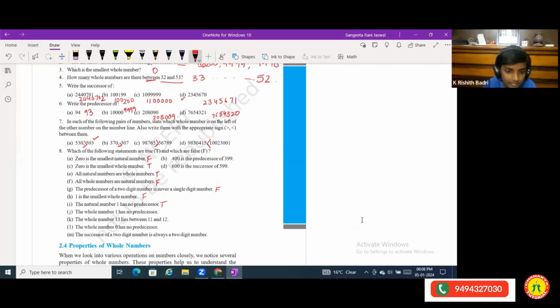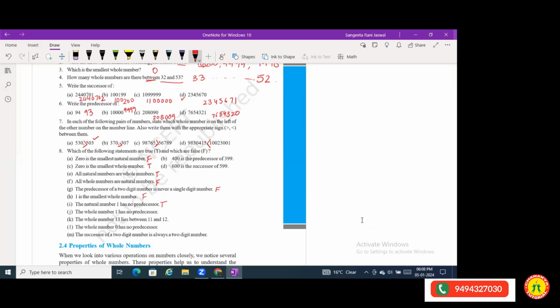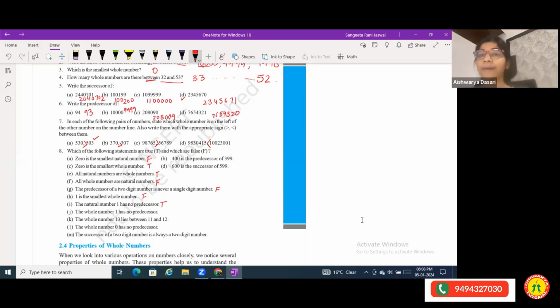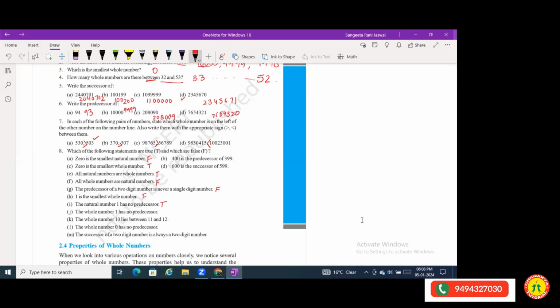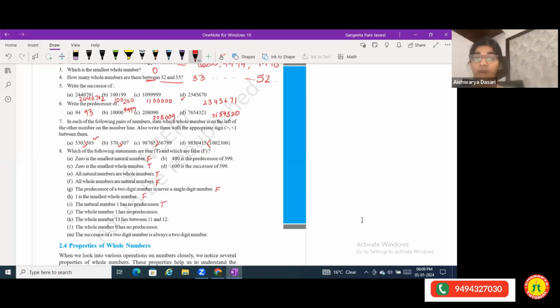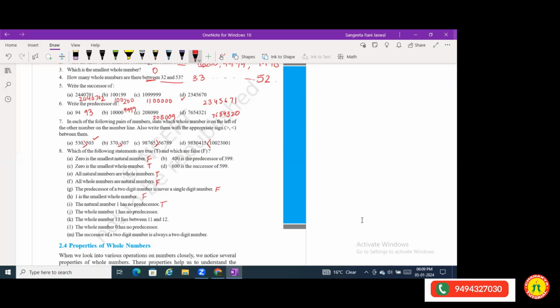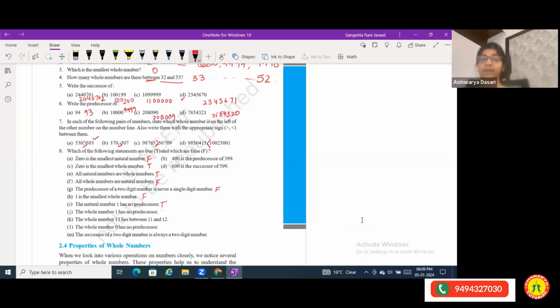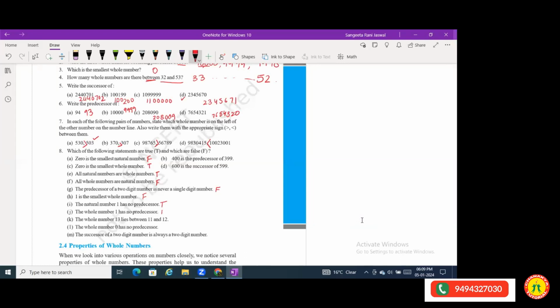Okay, now Aishwarya, you will tell me the next. The whole number 1 has no predecessor. False, ma'am. Whole number 1. The predecessor of 1 is 0, and 0 is a whole number. So it's saying it has no predecessor. So 0 is the predecessor, no? Yes, ma'am. It's false. Okay, it has a predecessor.